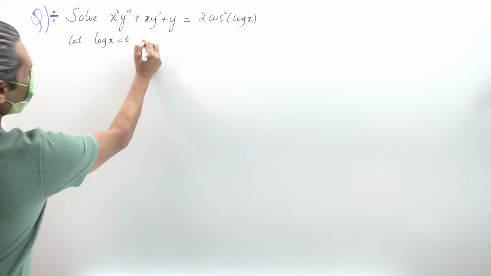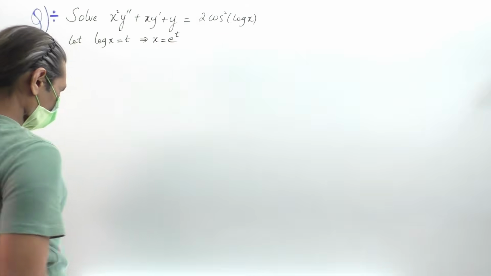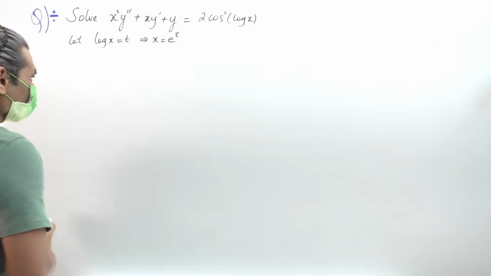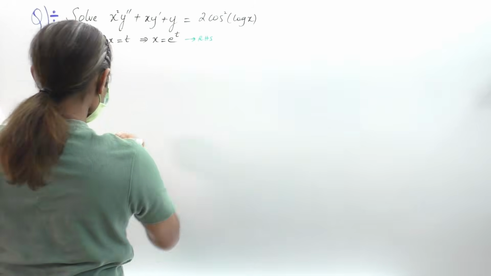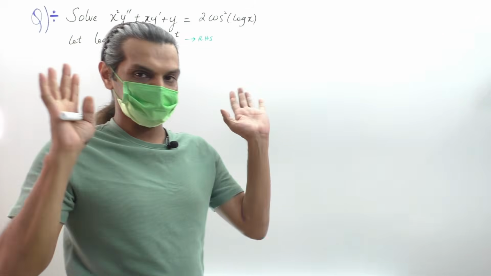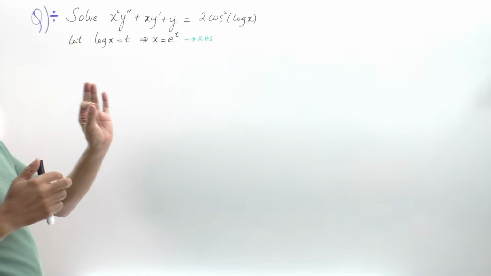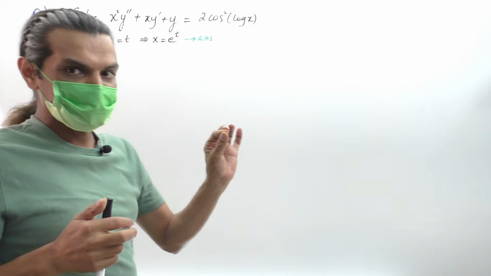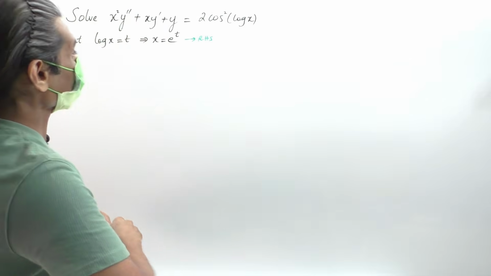That implies x is e^t. And this we use in the right hand side. That means on the right hand side everything we replace in terms of t. Now, the left hand side. Again I request you to go watch the theory and solve other problems, you will become more perfect in solving these questions.